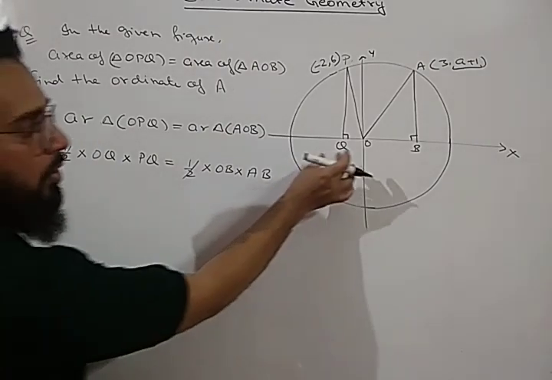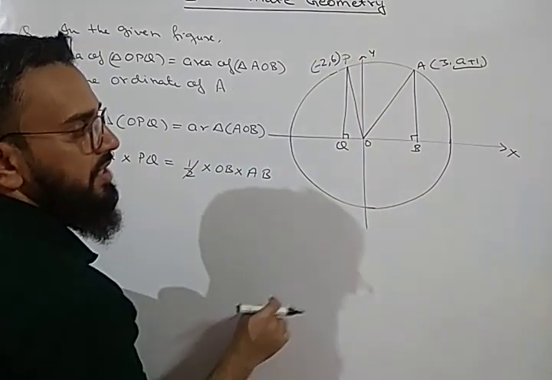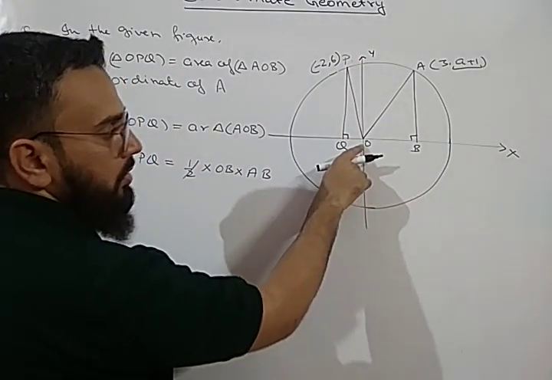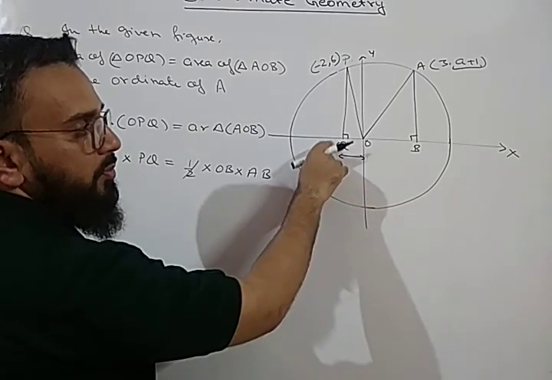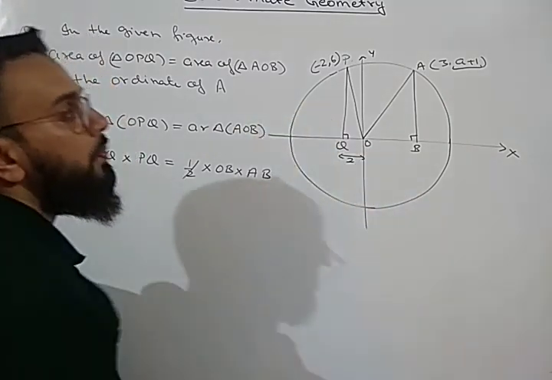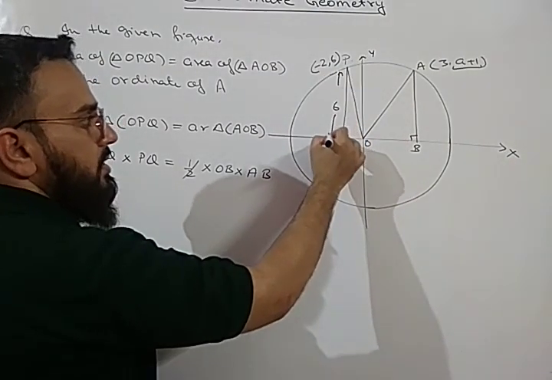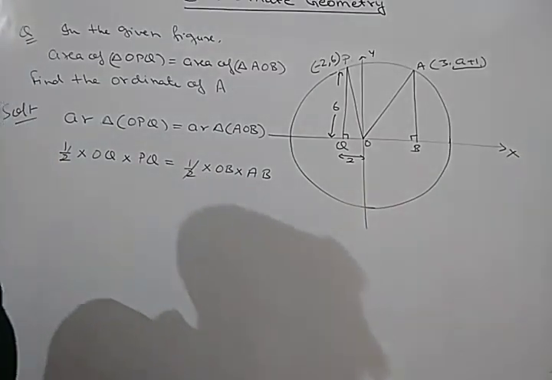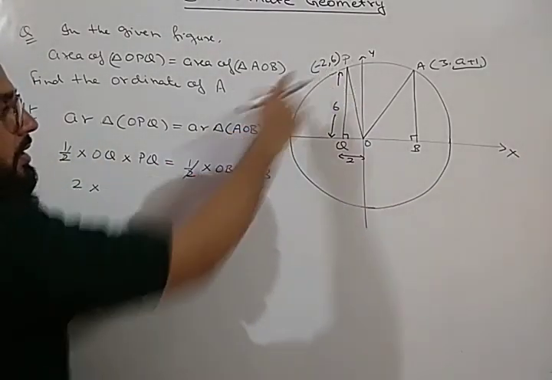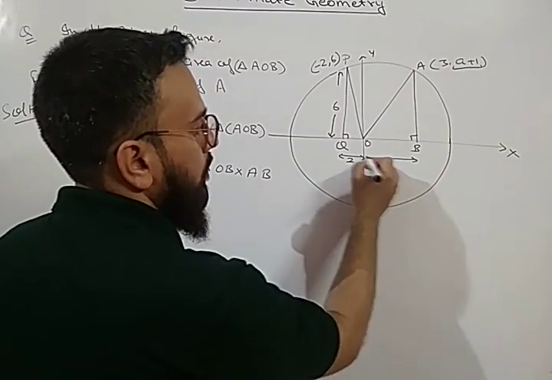Then what is the value of OQ? The coordinate of point P are (-2, 6). It means first we have to move a distance of -2. The coordinate of the point Q will be (-2, 0). So this distance will be 2. And this distance will be 6, because the y coordinate is 6. So this length will be 6. So it means we get OQ is equal to 2. And PQ length is 6.